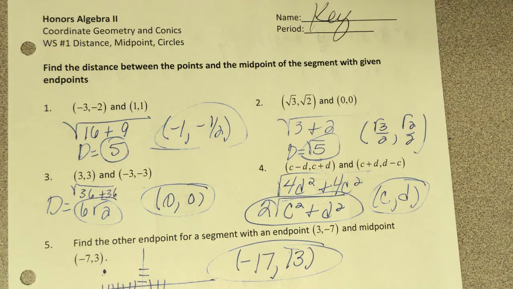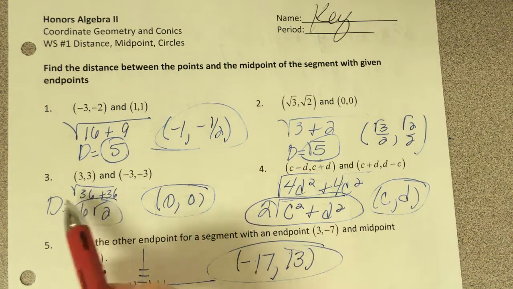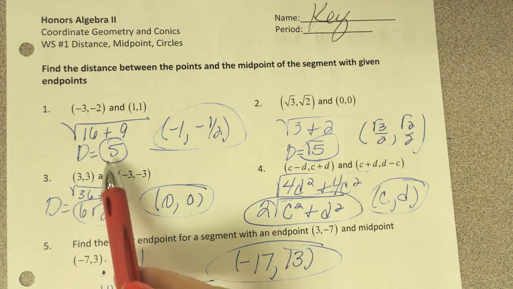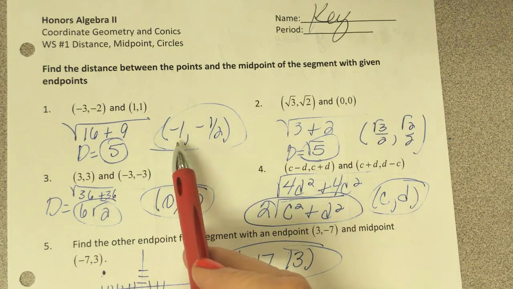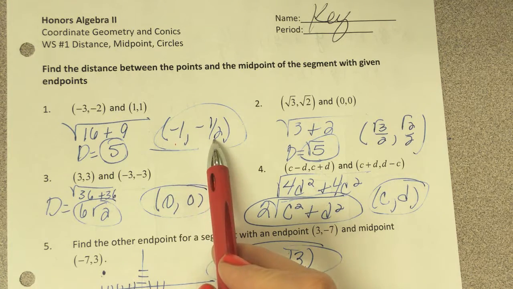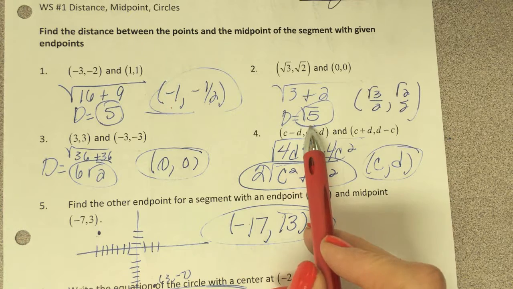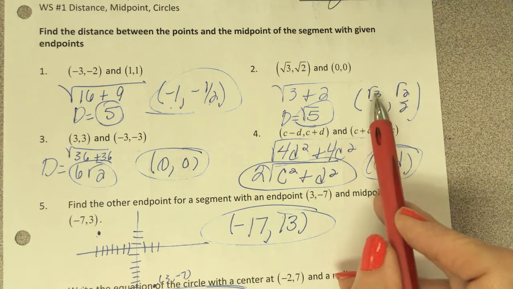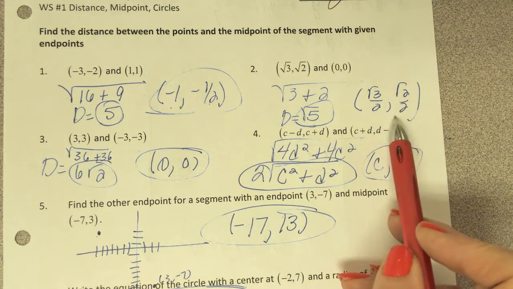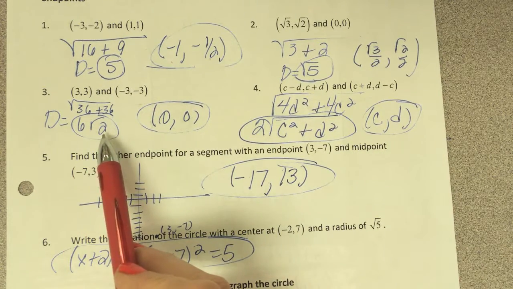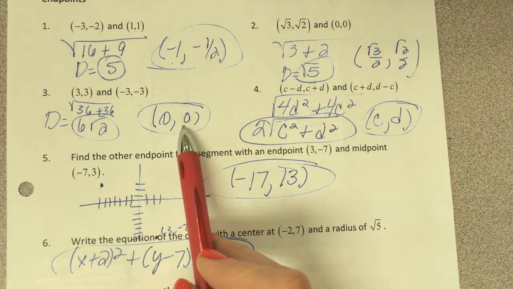Answers to the worksheet. Number one, the distance should be 5, and the midpoint should be -1, -1/2. For number two, the distance should be radical 5. The midpoint should be radical 3/2 and radical 2/2. For number three, distance 6 radical 2, midpoint 0, 0.